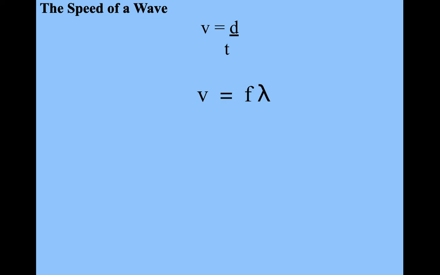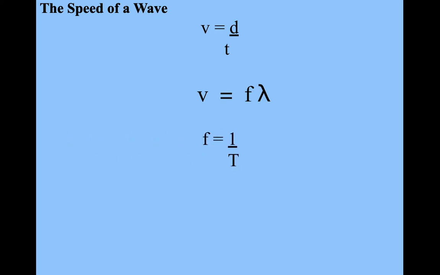So the unit for frequency is hertz, which is waves per second. Wavelength is meters per wave. So I have waves on the top of frequency and the bottom of wavelength. So the waves cancel, and I'm left with meters over seconds again. So this, from a unit standpoint, is dimensionally sound.